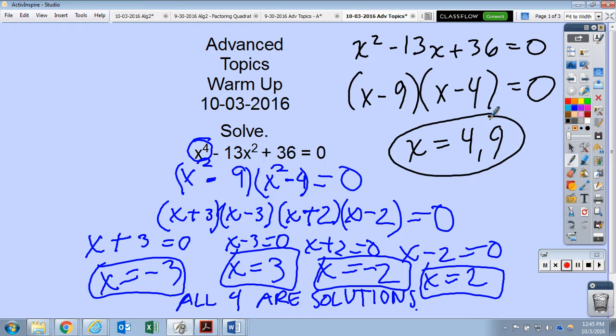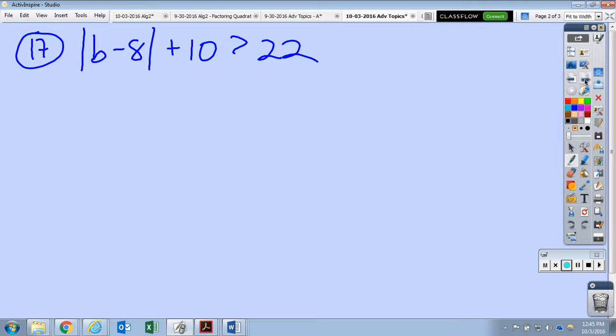If we had this as an example. Good question. All right, so number 17. We're going to go over maybe a few more of these from this absolute value inequalities packet.